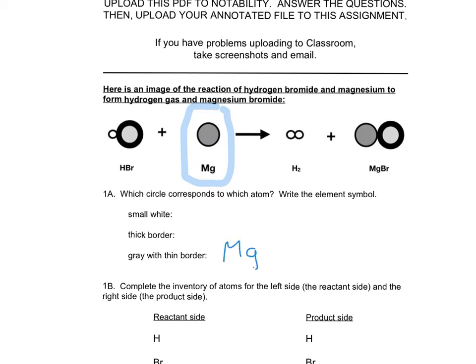Okay, then we come over to the compound. It's got an H and a Br. Boy, it's really hard to tell there, other than when we go over to the product side and we see that when it's in elemental form, the two small white circles are the H2. So I'm concluding that the small white circle is an H atom, a hydrogen atom, and the one with the thick border is the bromine. So there we go. Moving down.